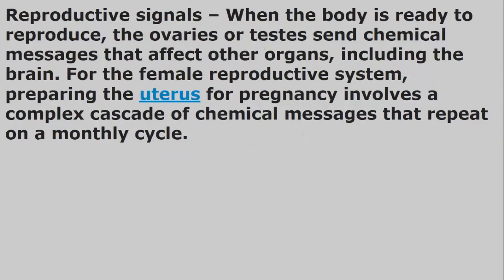There are also reproductive signals. When the body is ready to reproduce, the ovaries or testes send chemical messages that affect other organs, including the brain. For the female reproductive system, preparing the uterus for pregnancy involves a complex cascade of chemical messages that repeat on a monthly cycle.